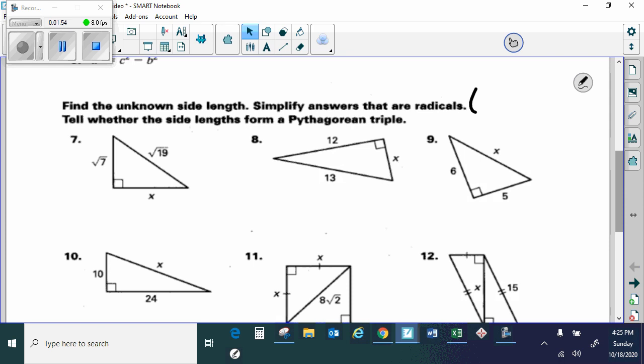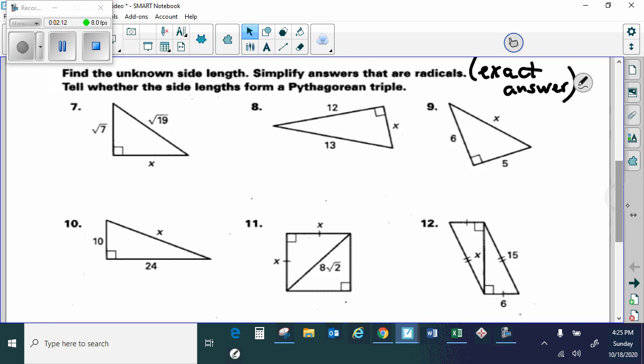So this means, and the word for saying that, you've heard me say it all along, exact answer. That means you don't put it in the calculator and give me a decimal. No decimals allowed. It's always exact answer on all homework and DCAS unless they tell you to round to a specific decimal, like the 10th or the 100th spot.